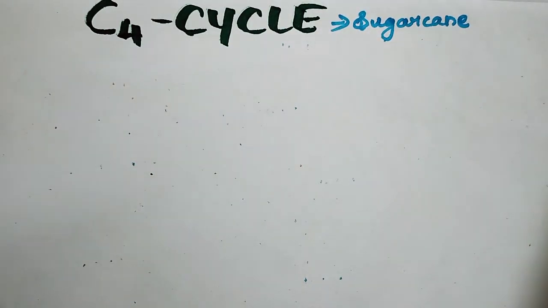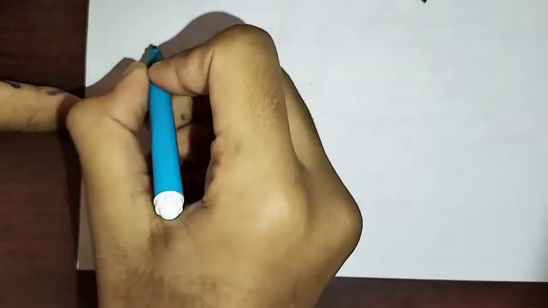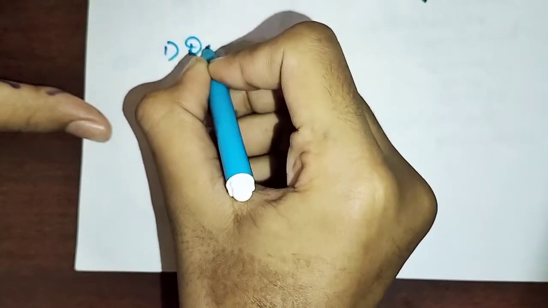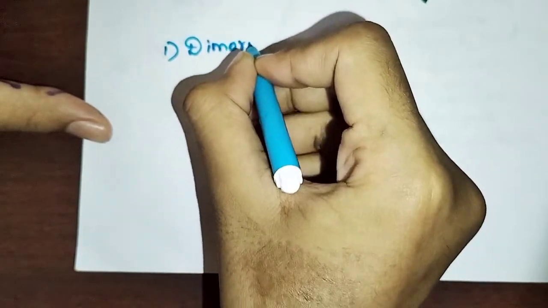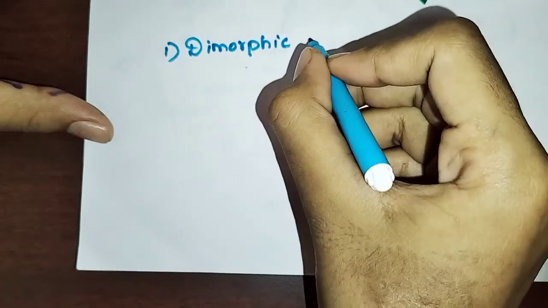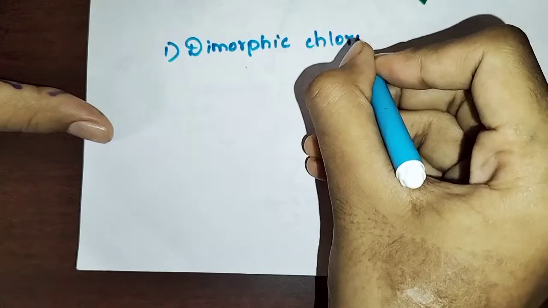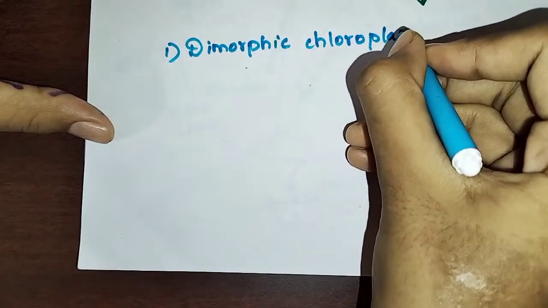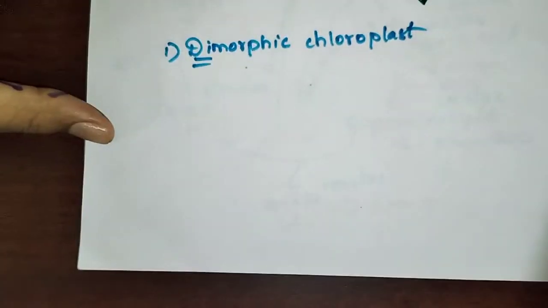C4 plants have unique characteristics. We will see that now. The first one is dimorphic chloroplast. Dimorphic chloroplast means two types of chloroplast are there.